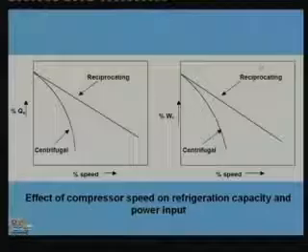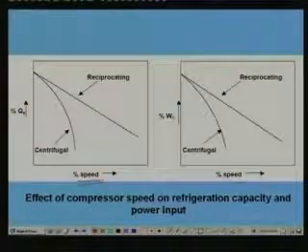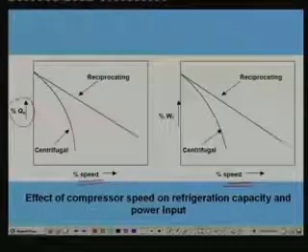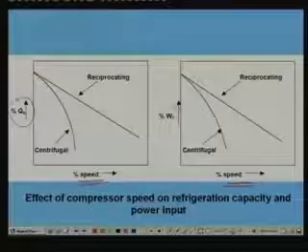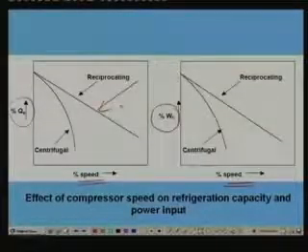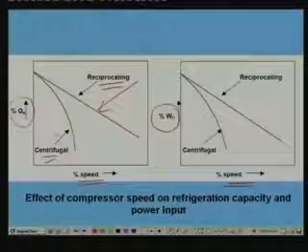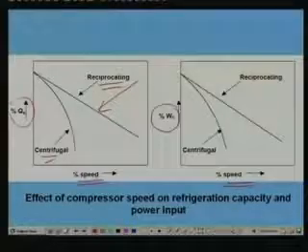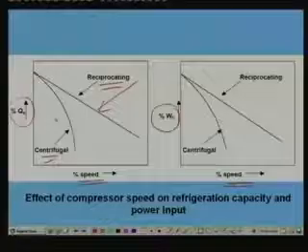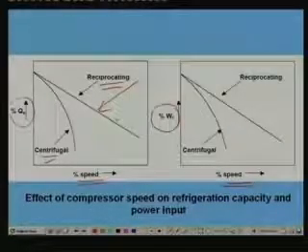Here I have varied speed; the x axis is speed, and in this particular curve the y axis is the percentage of refrigerant capacity and the percentage of power input. This curve is for the reciprocating compressor, as I have written here, and this curve is for the centrifugal compressor. You can see that the reduction in the refrigeration capacity with reduction in percentage speed is more gradual in case of reciprocating compressor.